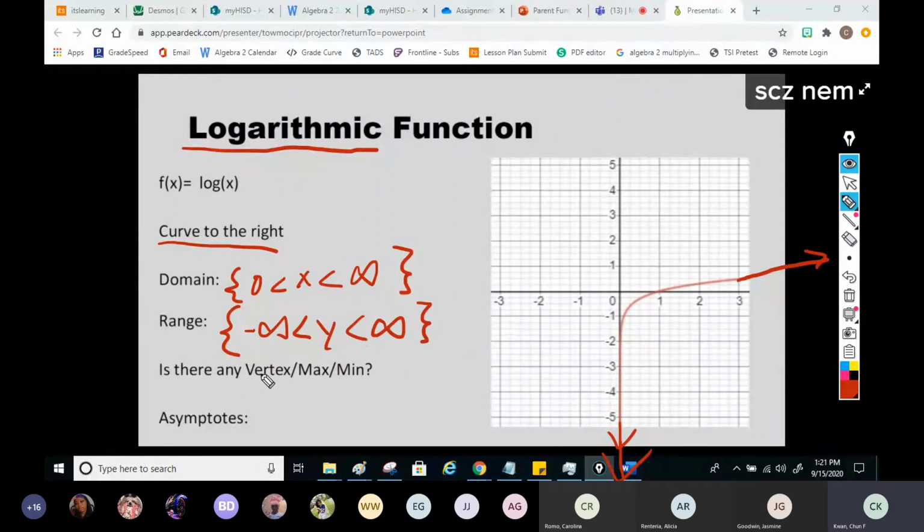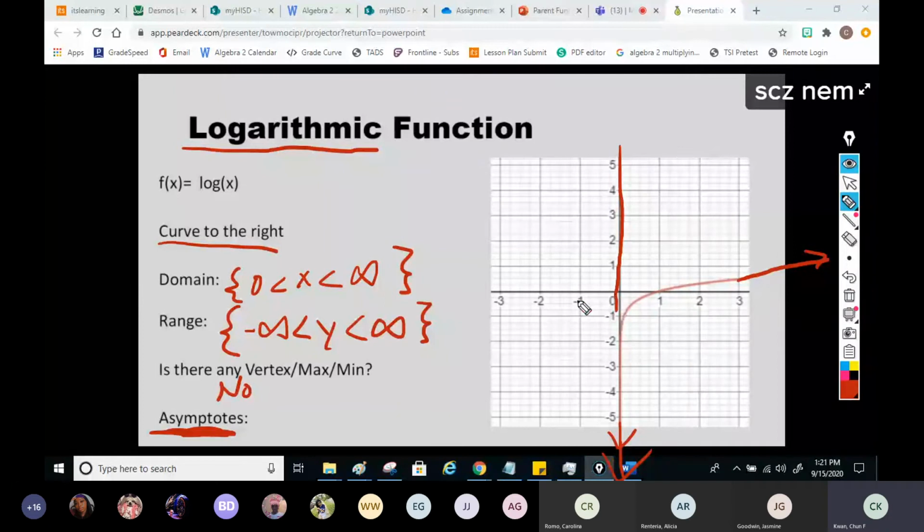Okay, so is there any vertex, max, or min? The answer is no, because there's no tip anywhere. No max, no min. And then the asymptote, where is that imaginary line that the graph approaches, but will never cross? The asymptote is going to be right here on the y-axis.